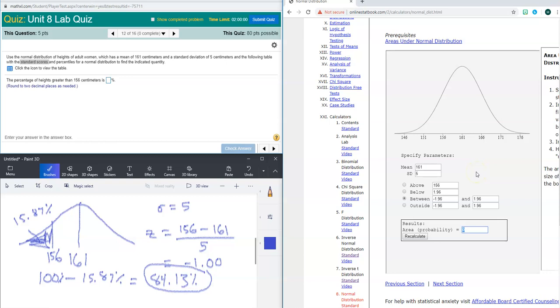So hopefully that'll take some stress out of doing those standard score questions. They're really easy. There'll be multiple parts, but all you've got to do is come over to that website and just keep changing the numbers based on what you need.